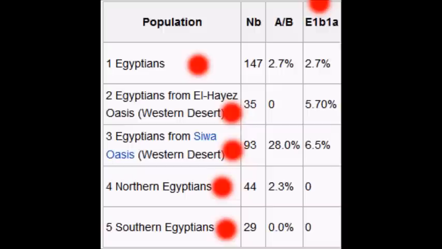Boom. You lost, Negroes, brothers and sisters. Y'all need to be ashamed of yourselves, man, running around spreading that propaganda and those lies to our people. Okay, there you go right there. E1B1A, Egyptians, 2.7%. And then it breaks down into whatever section you want to go. I mean, Northern Egyptians, 0%. Southern Egyptians, 0%. Like man, you guys need to knock it off, man.